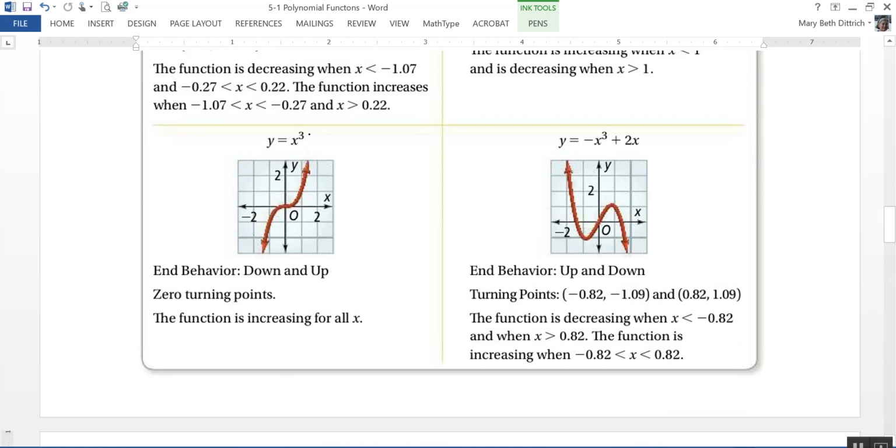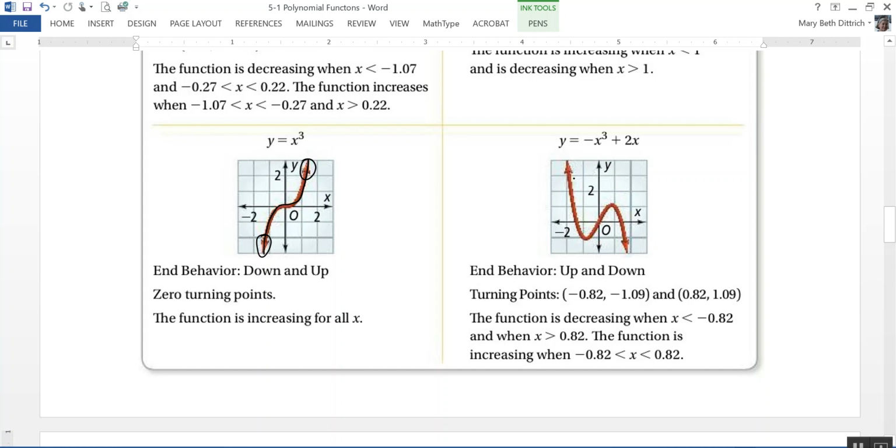Here's a cubic function, the basic cubic function, y equals x cubed. Its end behavior is down and up. It has no turning points because it never changes. It's constantly going up everywhere, so it's increasing everywhere along this function.